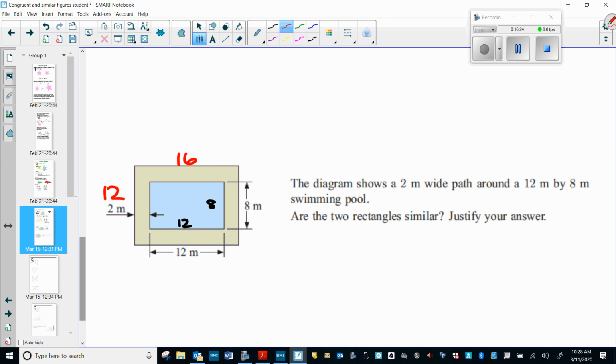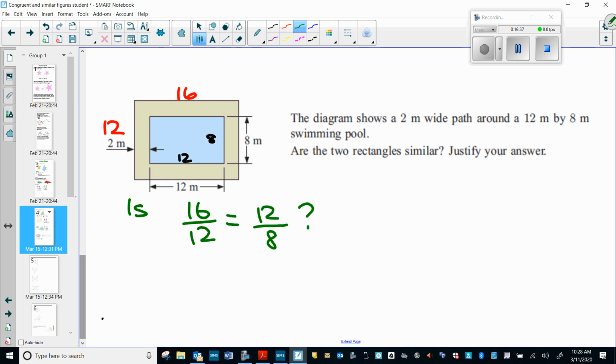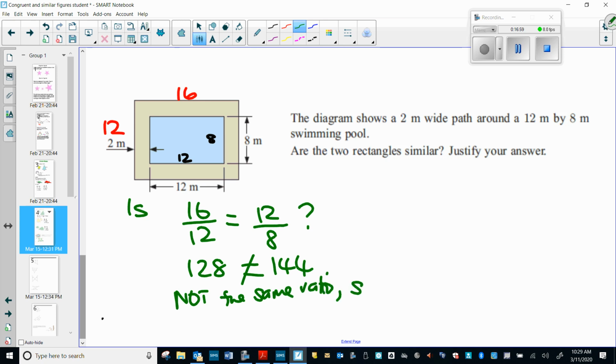So we now need to decide, are they similar? What would we do? Is 16 over 12 equal to 12 over 8? Or the other way around too. So what's 16 times 8, and what's 12 times 12? Is 128 equal to 144? No, so not the same ratio. So they are not similar.